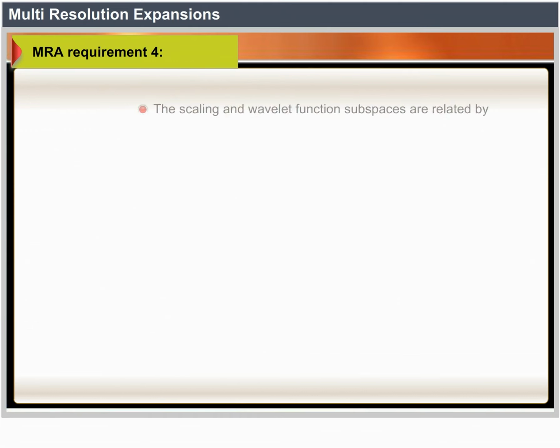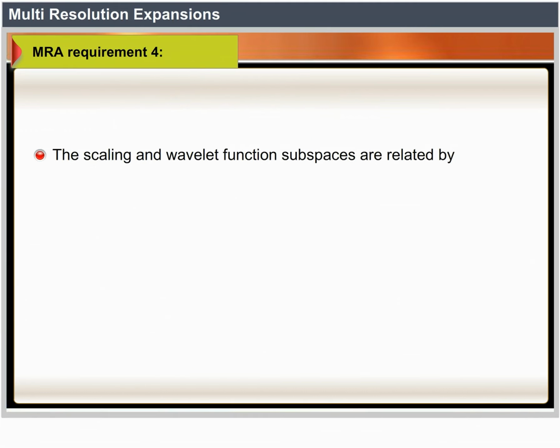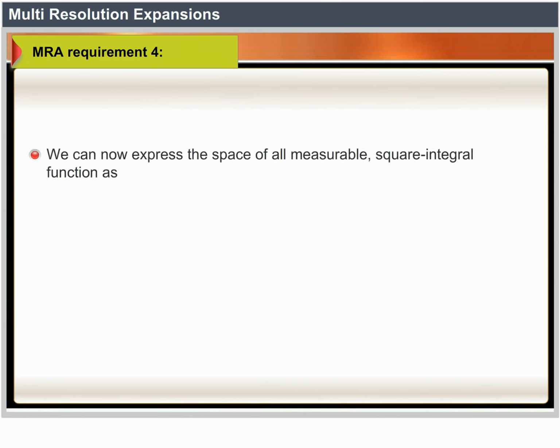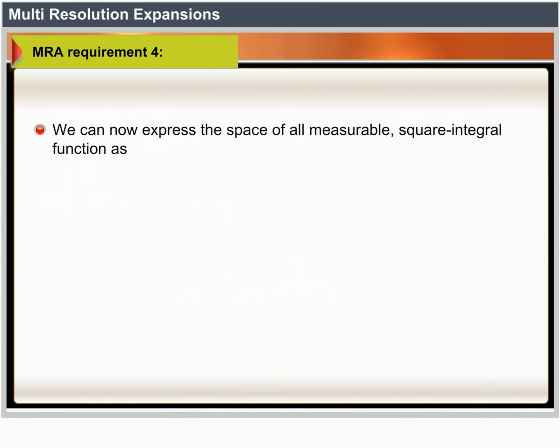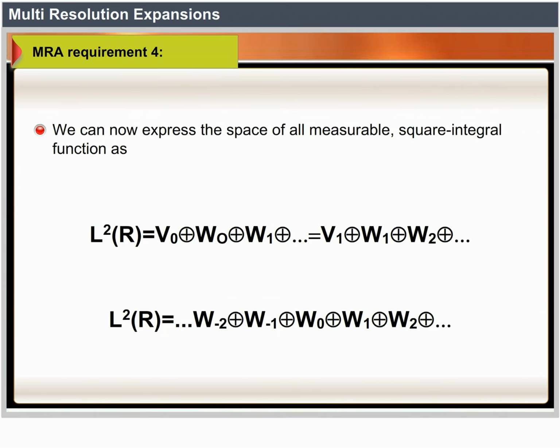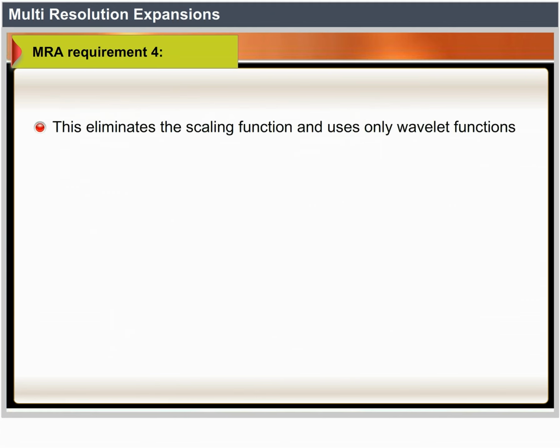The scaling and wavelet function subspaces are related by the expression as shown, where the symbol ⊕ denotes the union of spaces. The orthogonal complement of Vj in Vj plus 1 is Wj, and all members of Vj are orthogonal to the members of Wj, as shown. We can now express the space of all measurable, square integrable functions as shown on the screen. This eliminates the scaling function and uses only wavelet functions, again as shown.